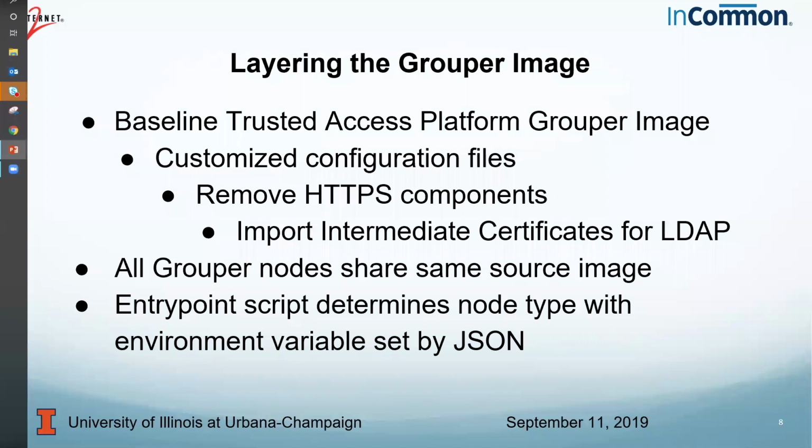And then we also had to import the InCommon intermediate certificates so that Grouper could talk to our Active Directory LDAP in a proper secure way. And we also simplified so that all of the Grouper nodes are sharing the same source image. So we just have one image in the ECR, and then we have an entry point script that determines the type of node or role that Grouper is going to execute as. Made it much easier to maintain. And any specific customizations we need to do for one or the other could be handled by that entry point script.